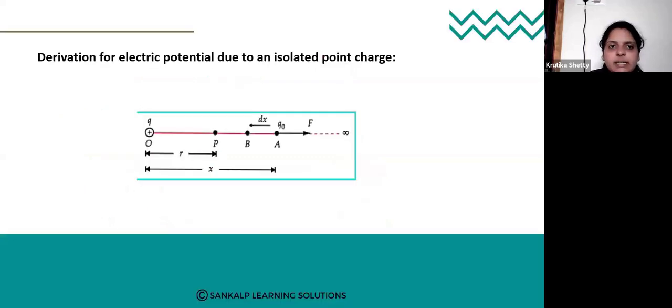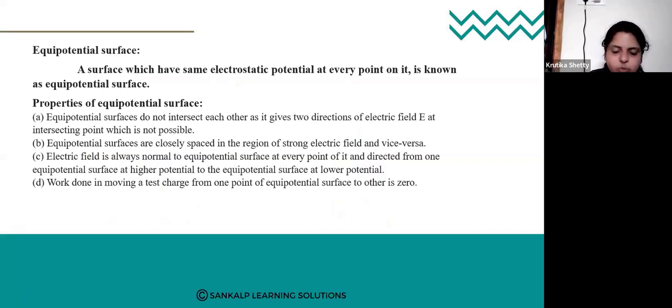The next point we are discussing is equipotential surface. So what is equipotential surface? I think this is the one and only theory concept in this lesson; the rest mostly involve derivations. See here, as the term indicates, equi means equal. Potential we have already studied. So equal potential. A surface which has the same electrostatic potential at every point on it is known as an equipotential surface.